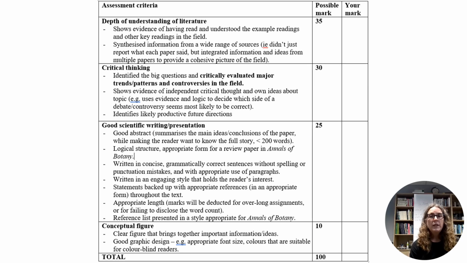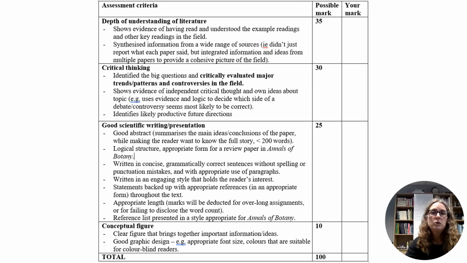Okay, now looking at the assessment criteria is always essential. You can see there where we put the emphasis when we're actually doing the grading. So first up, starting at the bottom here, the conceptual figure. Don't forget that. A lot of people have forgotten it in previous years, and that's worth 10% of your grade. Just give us some attempt at a conceptual figure.